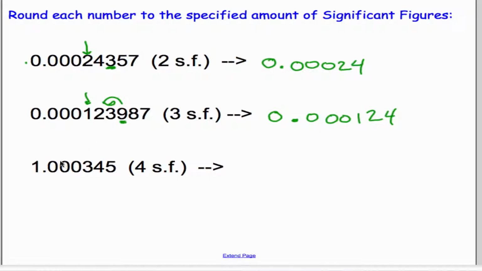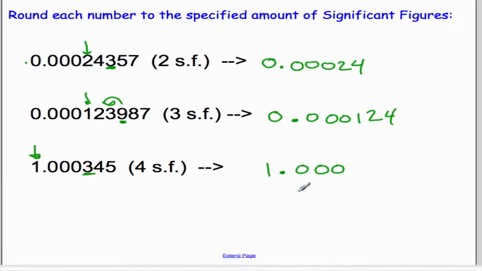Okay, now this one is different because there's a 1 in front of those zeros. So since those zeros are between significant figures, they are also significant. So we have to find the fourth significant figure, which would be the 0. The 0 is the fourth significant figure. The 3 is the fifth one, so that's the one we actually need to look at. And since it's smaller than 5, that means we keep all of those zeros the same.